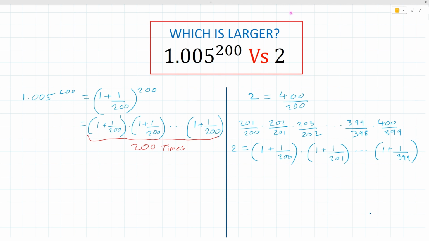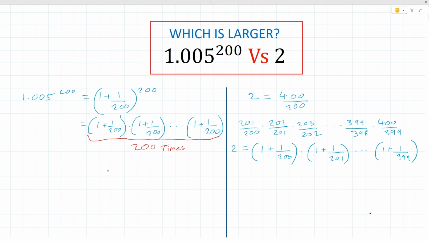Now the reason why this is really good is if you compare 1 plus 1 over 200 on the left to 1 plus 1 over 200 on the right, these are the same. But if you compare 1 plus 1 over 201 on the right to 1 plus 1 over 200 on the left, the one on the right is going to be smaller, and that's because 1 over 200 is bigger than 1 over 201. And similarly, all the terms on the right are going to be larger than the terms on the left.